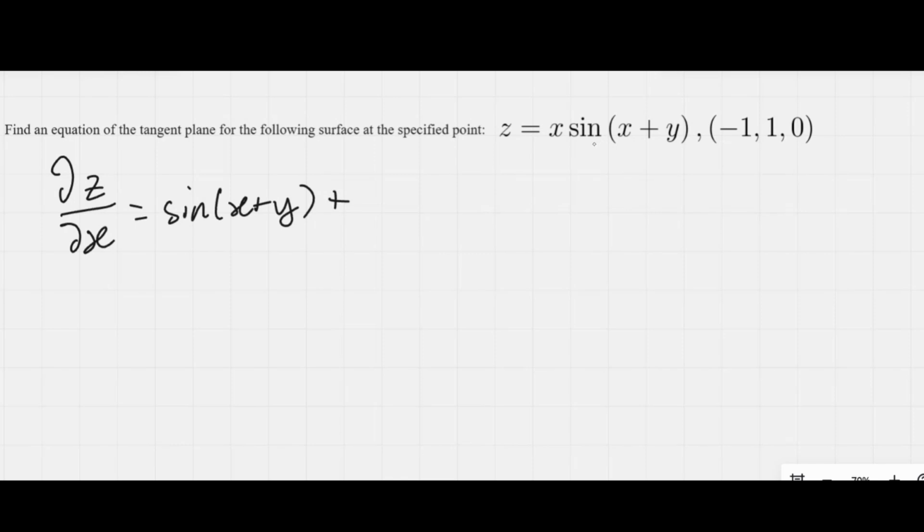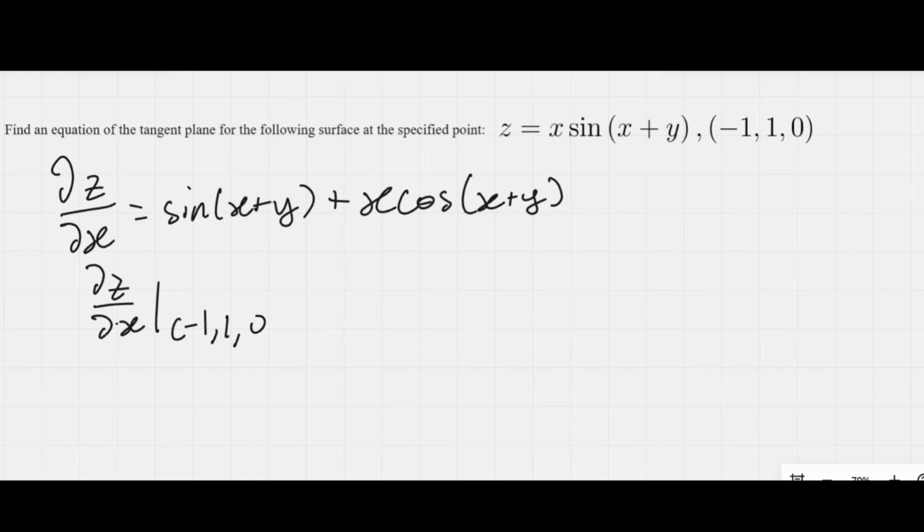In fact, we don't even have to do chain rule on it, because the derivative of x plus y is simply going to be 1, as long as y is a constant. So it's going to be 1, and we're left with the original expression. So the partial derivative with respect to x is going to be sine(x plus y) plus x cosine(x plus y). Calculating the partial derivative at the specific point, in which case our point is (negative 1, 1, 0).